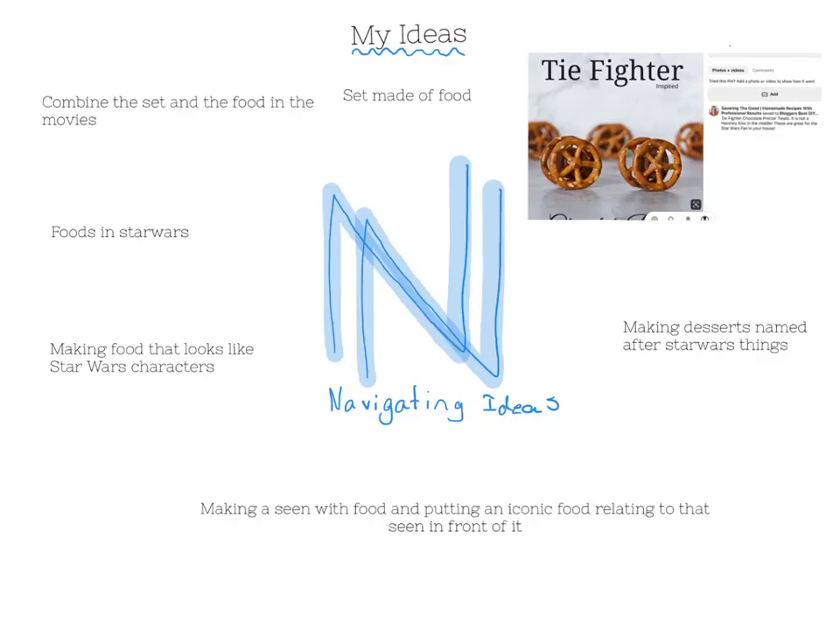For the N phase in the launch cycle, we were supposed to navigate ideas. So what we had to put in our launch journal was how we narrowed down our ideas. So these were all of my ideas, and I just went through them all and thought of the pros and cons, and I decided on one, which was this one, making desserts named after Star Wars things.